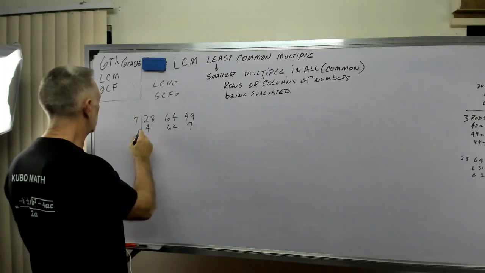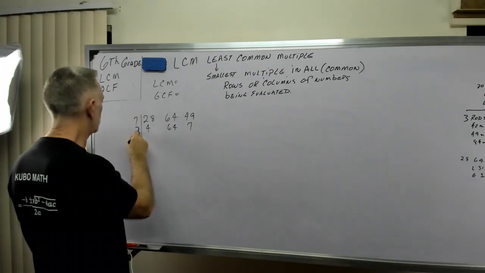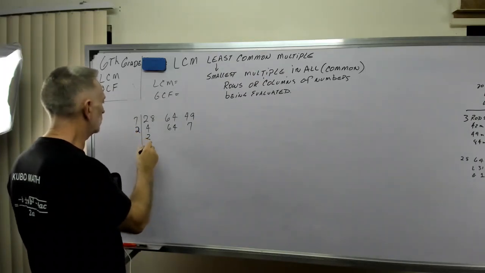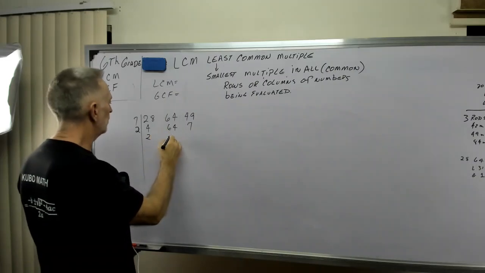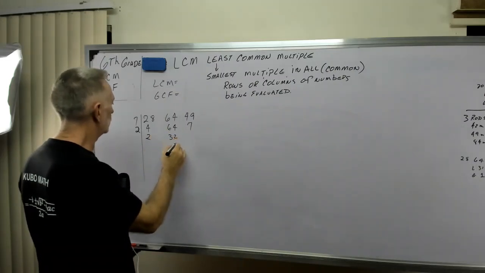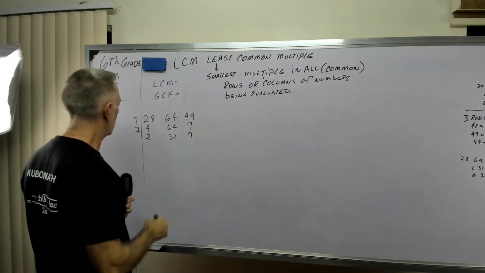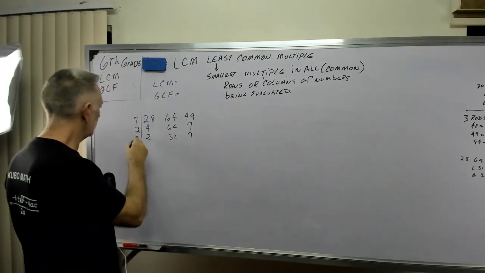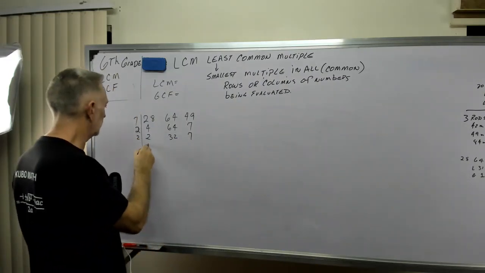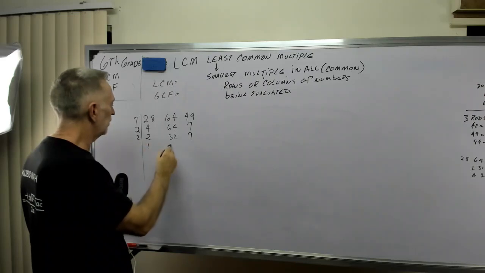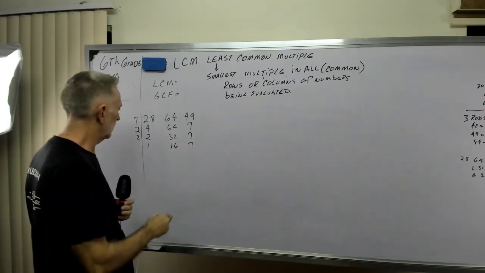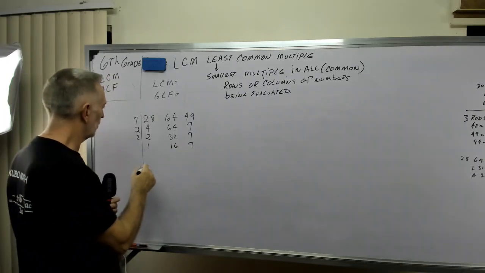Okay, now then, let's do a 2. 4 divided by 2 is 2. 64 divided by 2 is 32. And bring the 7 down. Okay, let me do 2 again. 2 divided by 2 is 1. 32 divided by 2 is 16. Bring the 7 down. I think 7's going to ride along for a ways.